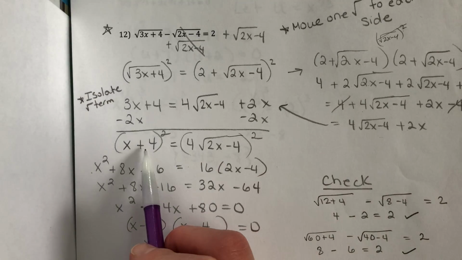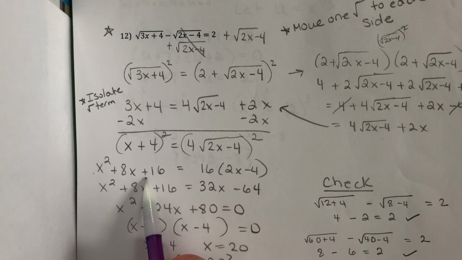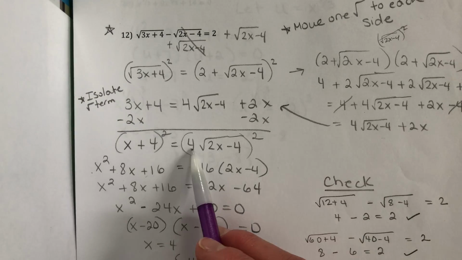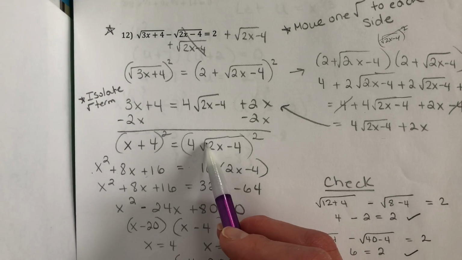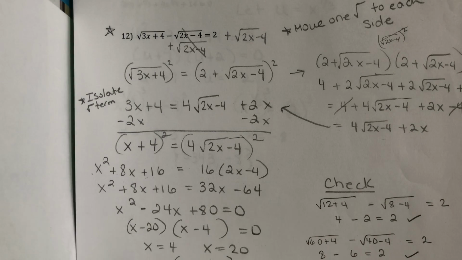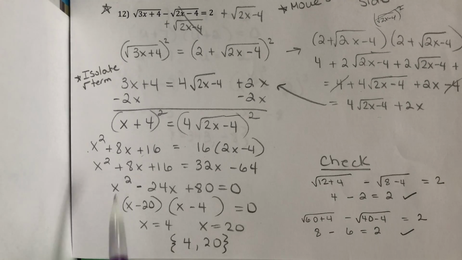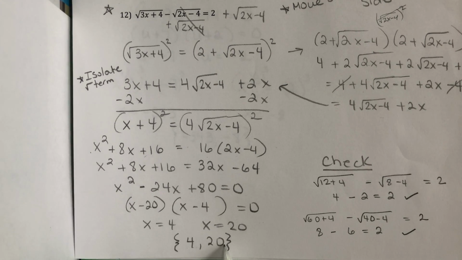So when I square this left side, again, you just multiply by writing x plus 4 twice, foiling it out. In here, 4 squared is 16, and the square root squared would cancel out to just be 2x minus 4. And from here, bring everything to the left side, and I'm able to factor by easy trinomial. I get 2 possible answers.